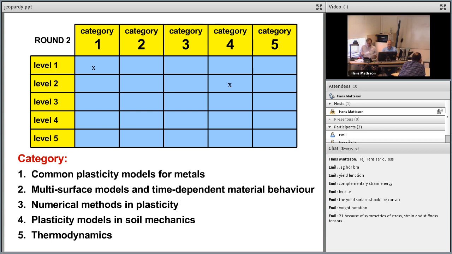Category 2, level 2. The essential feature of the model is that the stress-strain response of the material is approximated by a multilinear response, and for each linear part of the response, a linear kinematic hardening model is adopted. What is the name of the model?